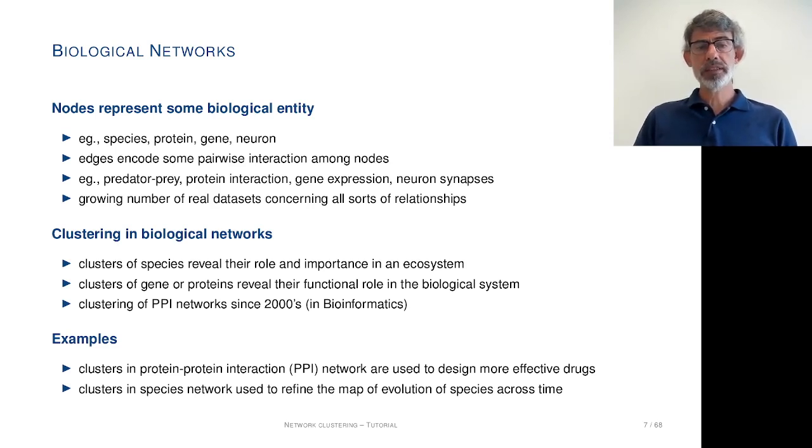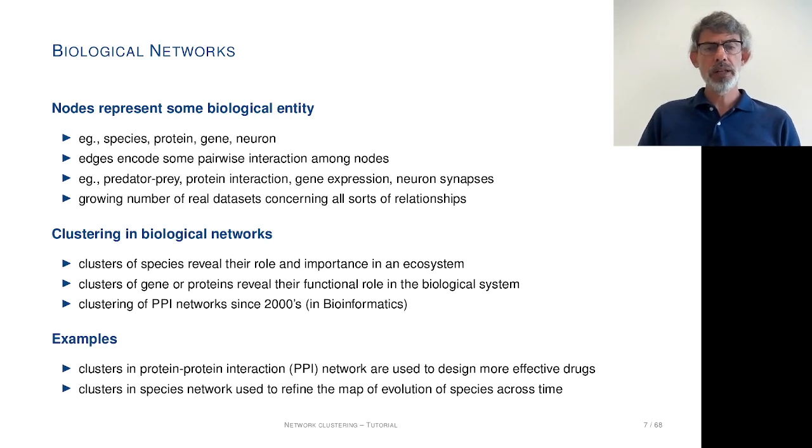Clustering in biological networks is very important because, again, these clusters can reveal some information about the network. For example, clusters of species can reveal their role and their importance in an ecosystem. Clusters of genes or proteins in the protein interaction network can reveal their functional role in that biological system. In particular, clustering of the PPI, the protein-protein interaction network, started to be done in the year 2000, in particular in bioinformatics, and revolutionized how we understand interactions and proteins inside the cell.